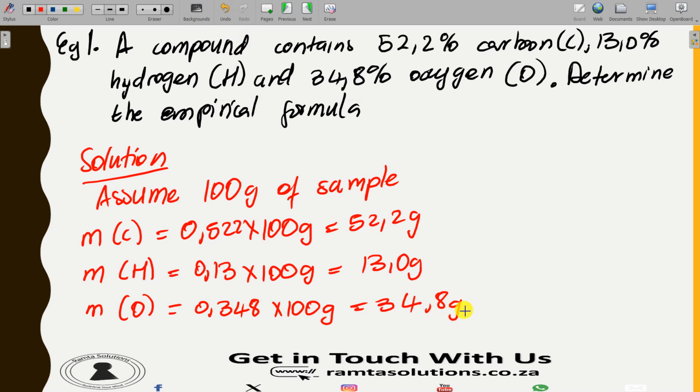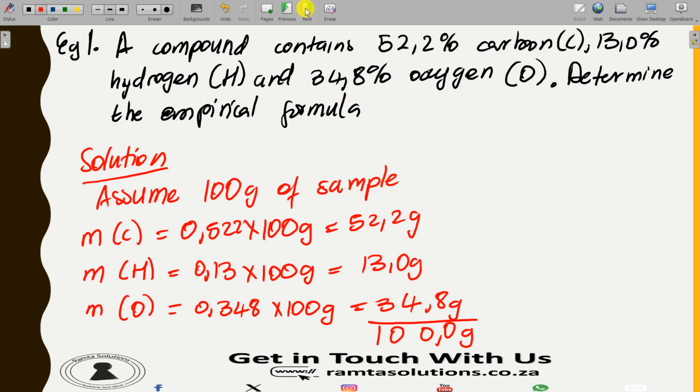34.8 grams. If you add these together, you must get 100. 2 plus 0 plus 8 is 10, so write 0 and carry 1. Then 1 plus 2 is 3, plus 6 is 10. Now carried 1: 5 plus 1 plus 3 is 9, plus that 1 is 10. Indeed, this is 100 grams. Do you see that? So this amounts to 100 grams.